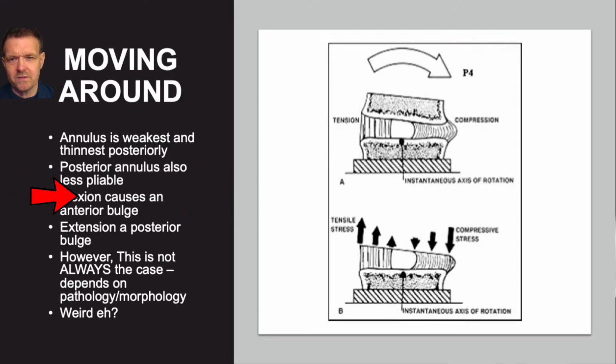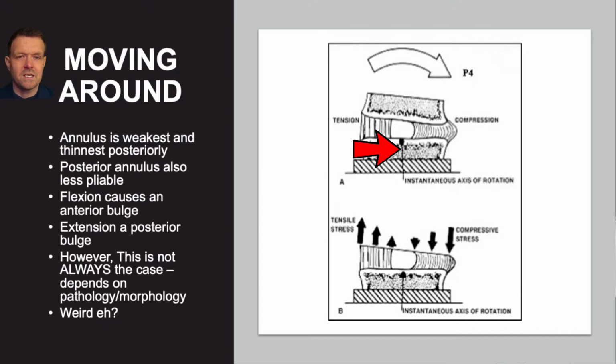Okay, so flexion usually causes an anterior bulge. So when you bend forward, it bulges forward. It doesn't shoot the jam out the back. Which is quite interesting because it's just different to what we have in our mind and what we've always been told.